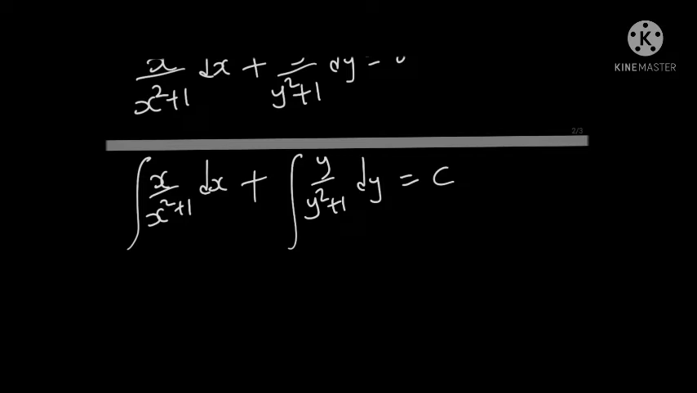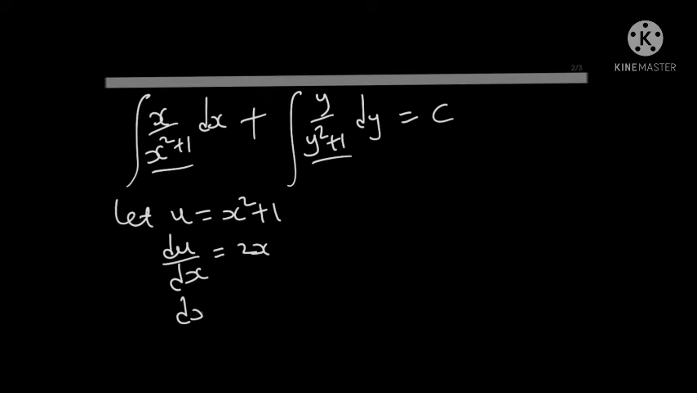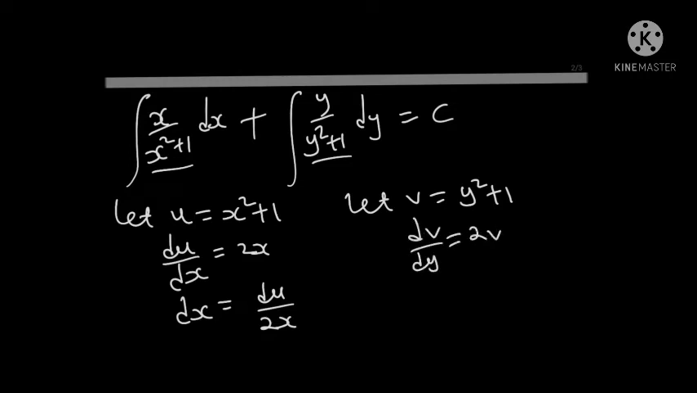For us to be able to integrate these, we need to use the concept of u substitution. So let u be equal to x squared plus 1. Our du dx will be equal to 2x. Therefore, dx equals du over 2x. Similarly, let v be equal to y squared plus 1. dv dy will be equal to 2y. Therefore, dy will be equal to dv over 2y.